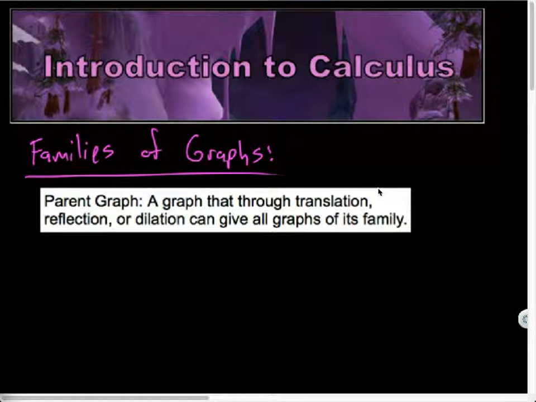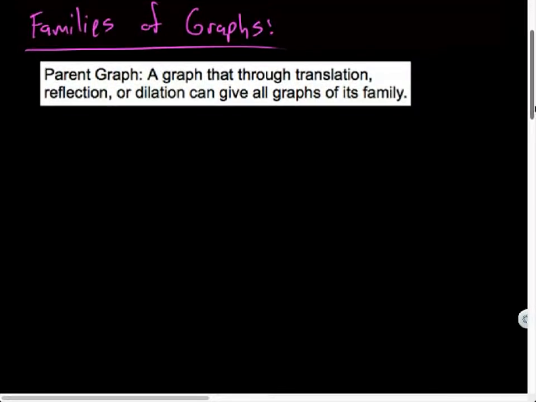Today we're going to talk about families of graphs. I kind of throw this in my introduction to calculus chapter, although arguably it's from a far earlier chapter than this. But I only pull a couple sections from it and toss it in the mix with the rest of them. So today we're talking about families of graphs, and if you have a family, well, you probably need a parent of some sort.